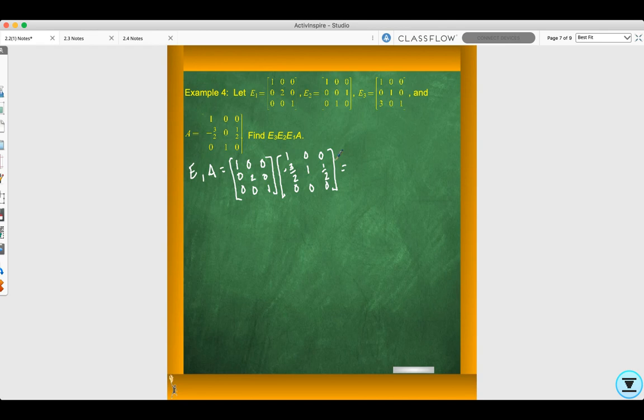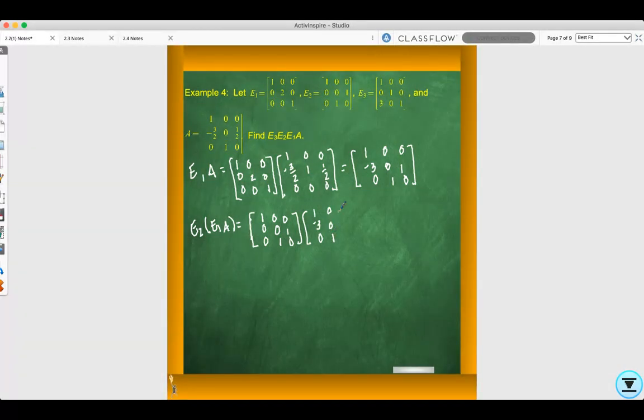When I multiply through, I would end up getting 1, negative 3, 0, 0, 0, 1, 0, 1, 0. Next, we're going to find E2 times E1A. So E2 is 1, 0, 0, 0, 0, 1, 0, 1, 0. When I go ahead and multiply those, my resultant matrix would be this.